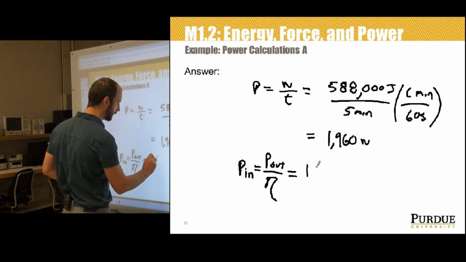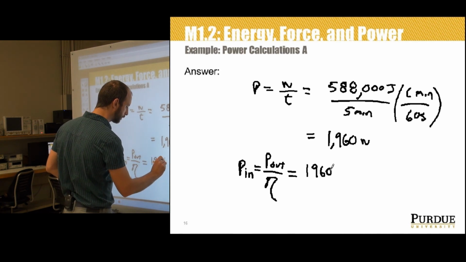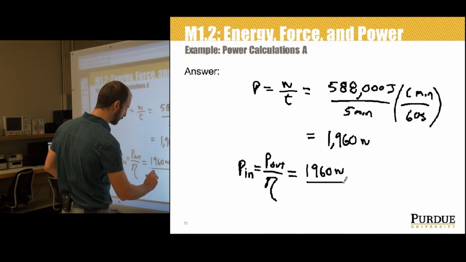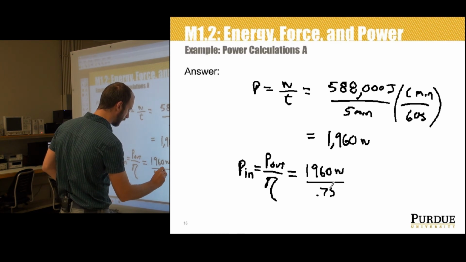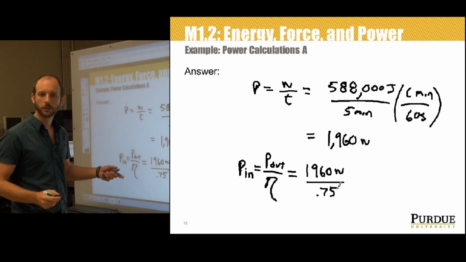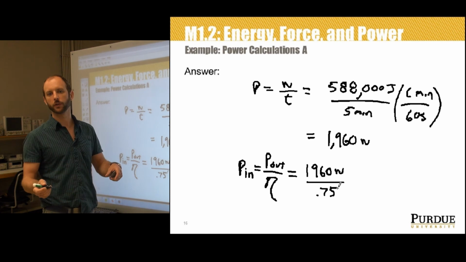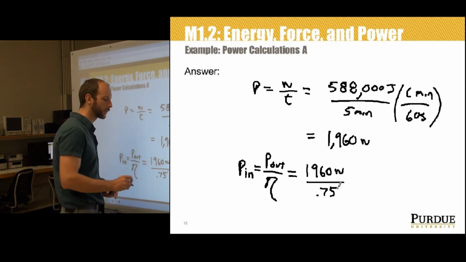So 1960 watts divided by the efficiency, which was 0.75. Clearly, the input power has to be larger than 1960 watts, and indeed it is. It's 2,613.3 watts.